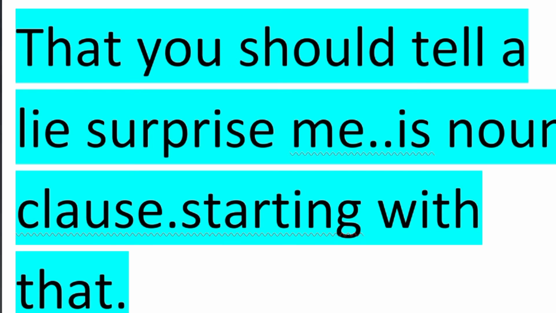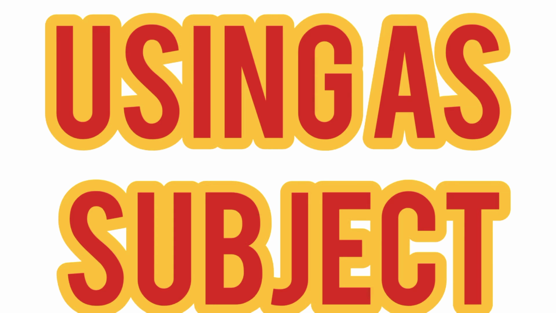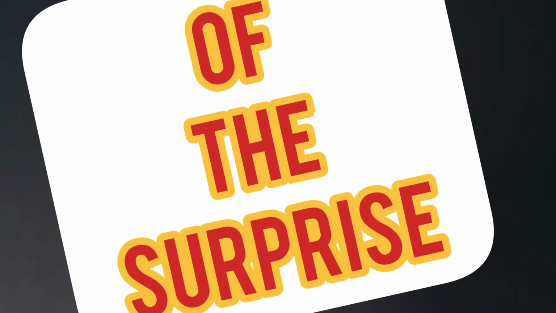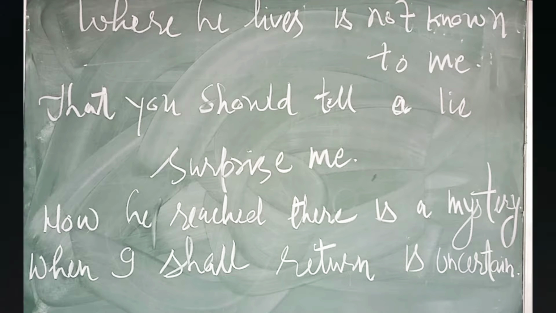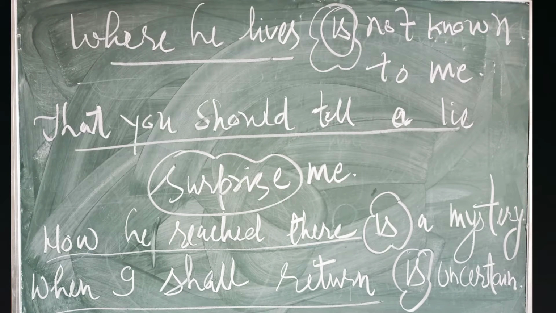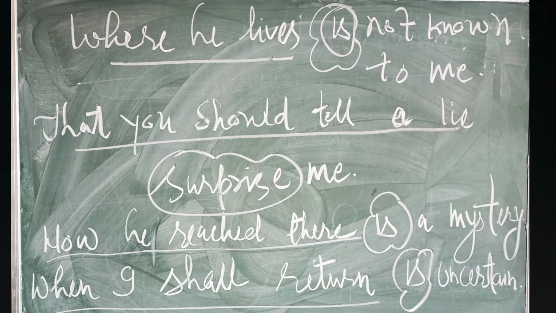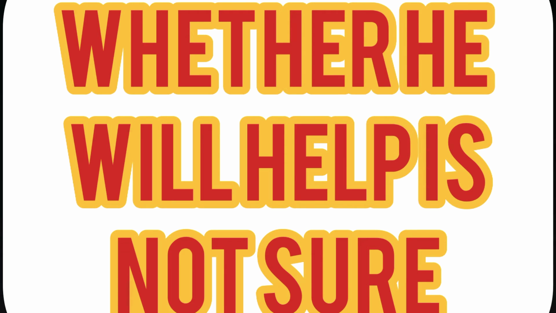That you should tell a lie surprises me. Again, that you should tell a lie is the subject of what? Surprises me. Surprise here is a verb. How he reached there is a mystery. When I shall return is uncertain. Whether he will help you is not sure. See, this is very easy to identify which is the noun clause.